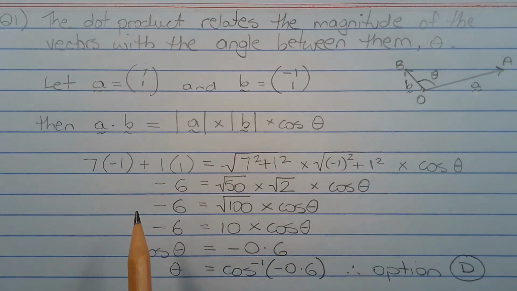Simplifying the equation, we have -6 is equal to square root of 50 times square root of 2 times cos theta, which becomes -6 equals the square root of 100 times cos theta. And square root of 100 is equal to 10, so the equation simplifies further to -6 equals 10 times cos theta. Dividing both sides of the equation by 10 and making cos theta the subject, we have cos theta is equal to -0.6. Taking the inverse cos of both sides to make theta the subject, we get theta is equal to inverse cos of -0.6. Therefore, the answer is option D.